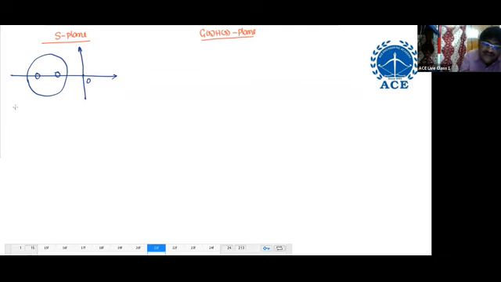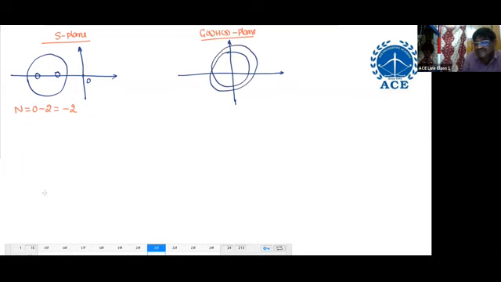What is the n value here? N is P minus Z. P is 0, Z is 2, so n is minus 2. If you draw the GH plane, how many encirclements? 2 encirclements, because 2 zeros mean 2 encirclements. Number of encirclements n equal to P minus Z.